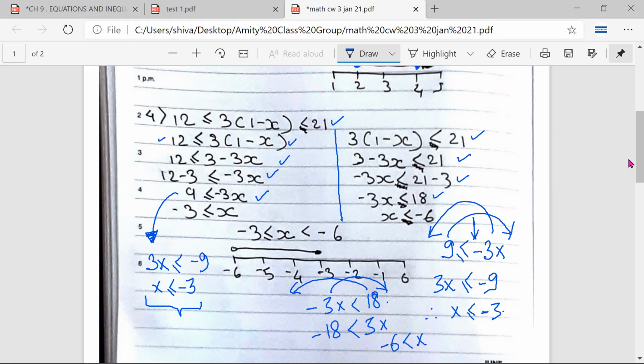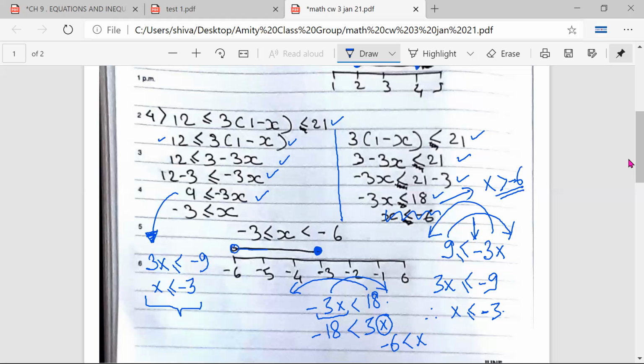No, sir. I want to keep my x positive, and that is why I've changed the sign. So x is greater than minus 6. Here what I've got is x is greater than minus 6. And on this side, x is less than or equal to minus 3. So x is less than or equal to minus 3 and x is greater than minus 6.